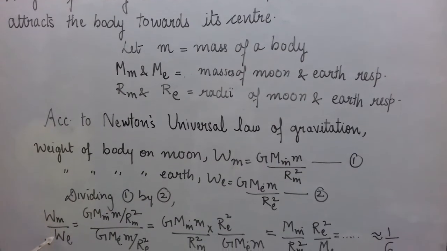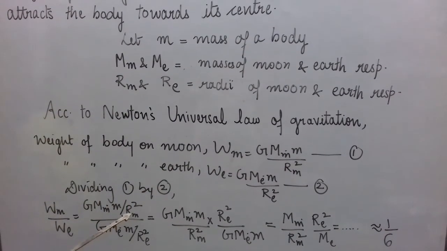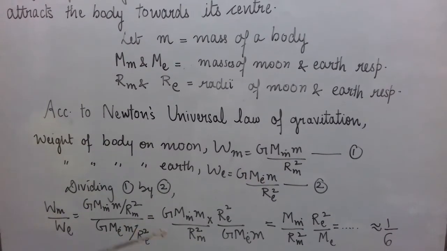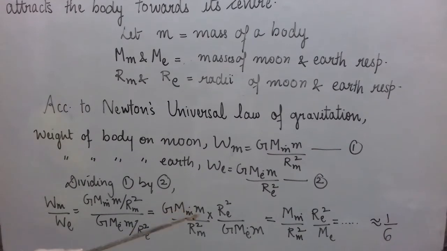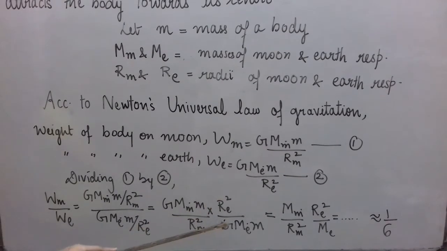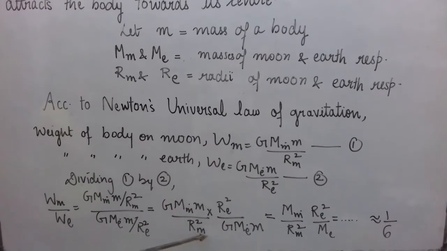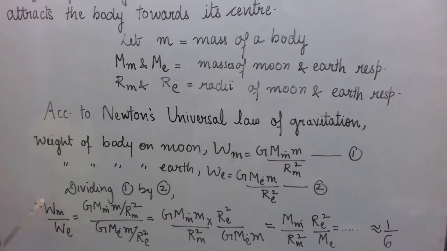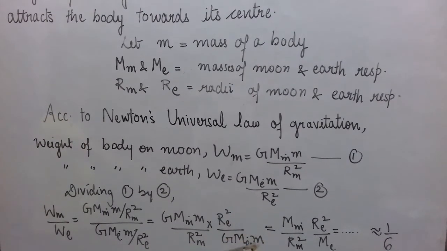So what do we get? Wm divided by We is equal to capital G Mm into m upon Rm square divided by capital G Me into m upon Re square. When you simplify this, the numerator GMm into m upon Rm square is multiplied by the reciprocal of the denominator, which is Re square upon G Me into m. Now G is common in numerator and denominator, so it will get cancelled. Small m will get cancelled. And we are left with Wm upon We is equal to Mm into Re square divided by Rm square into Me.